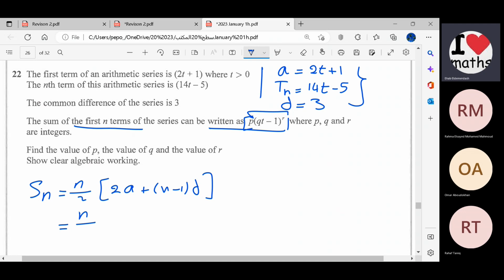Okay, all the given. I have the first term, I have the last term or the nth term, and after that I have the d. That's all. This is all what I know. So what we have to do, let's go through this one.